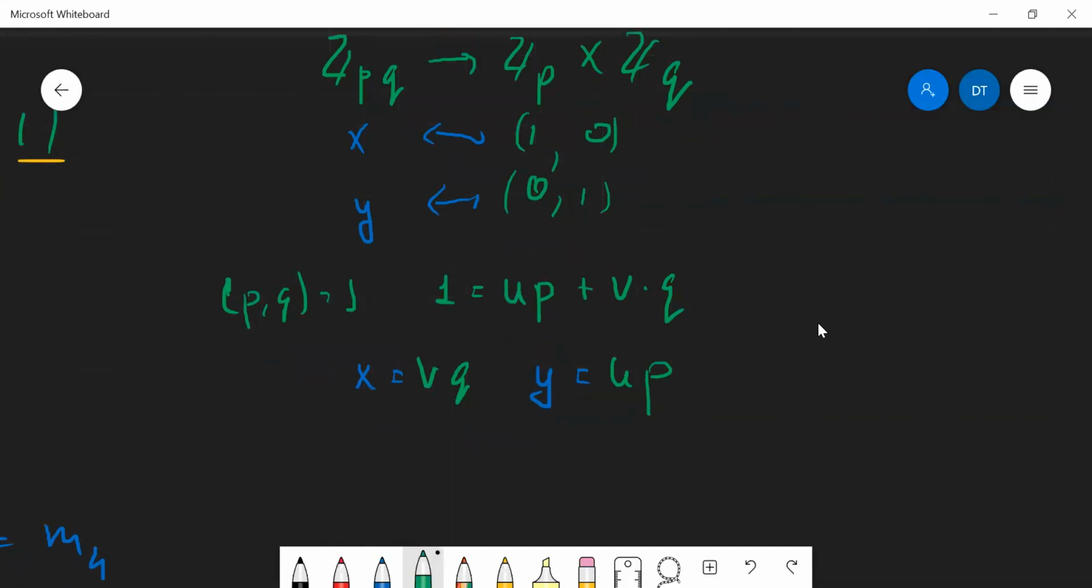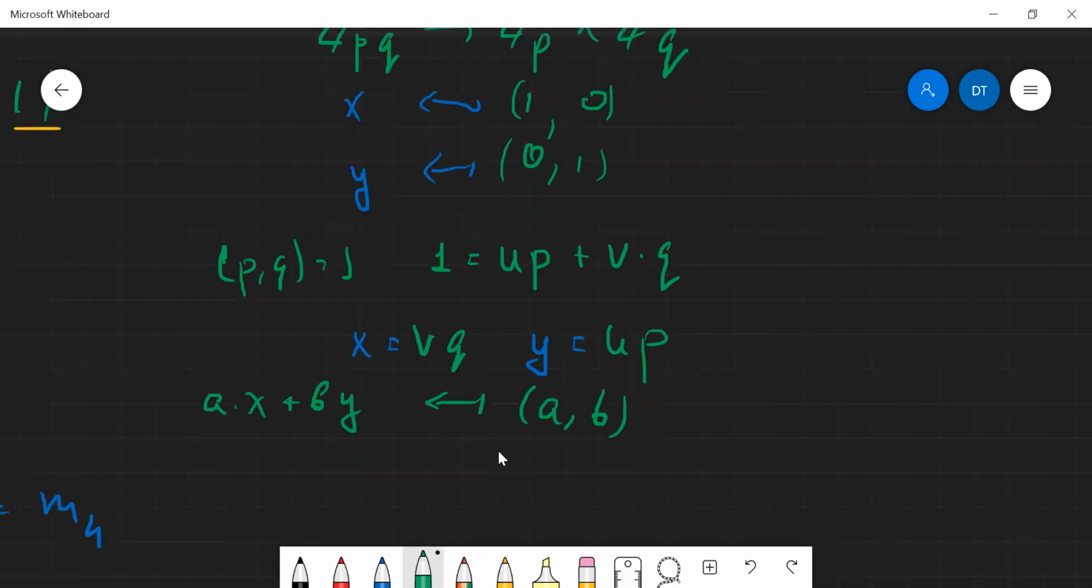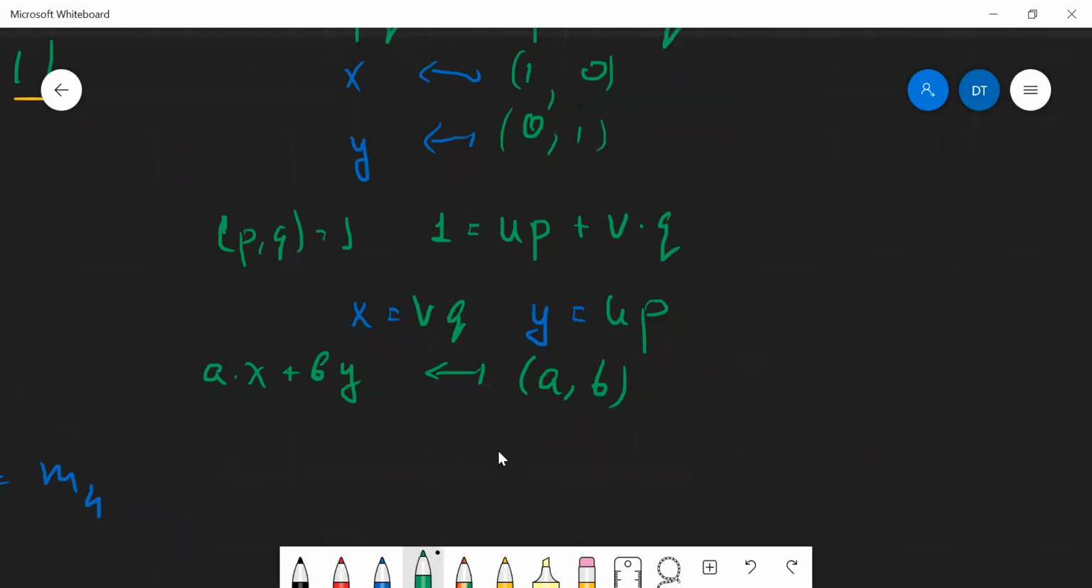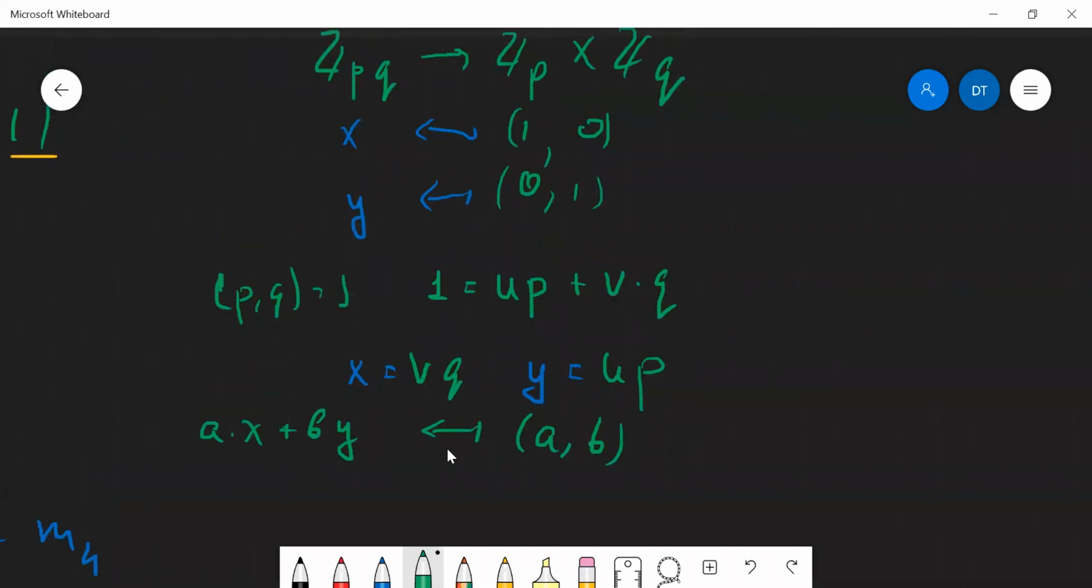On the second step, if I want to send an element (A, B) to something, I send it to A times x plus B times y. And this is the map in the opposite direction. So this is how you produce it: you find these elements and then you write the map in the opposite direction using this.